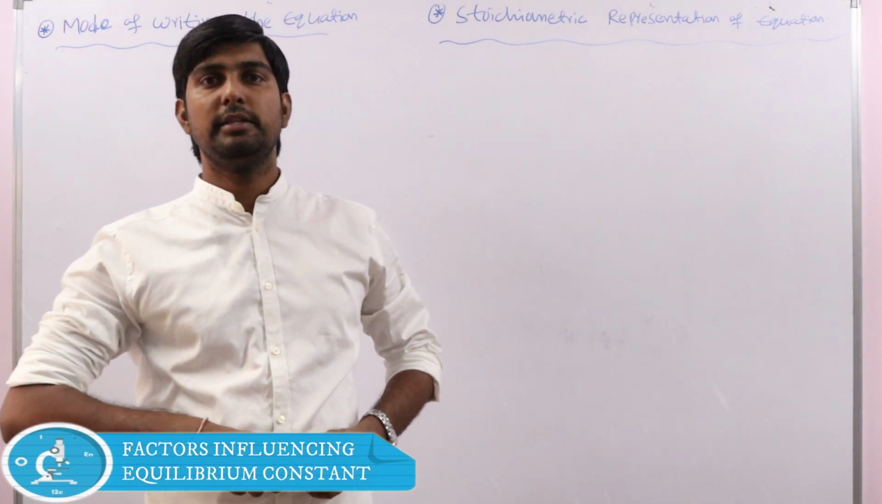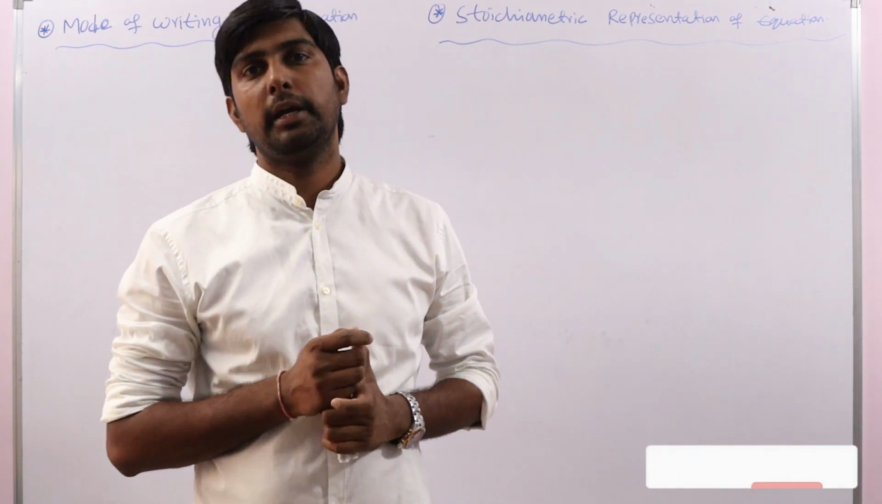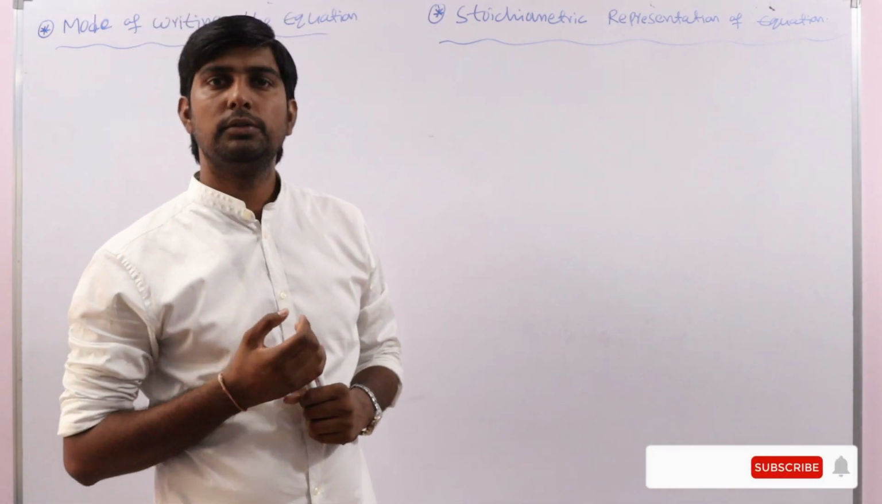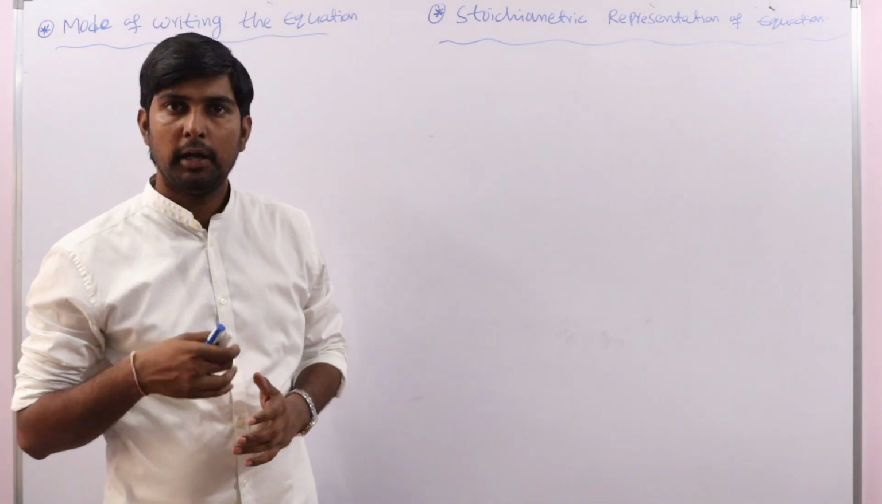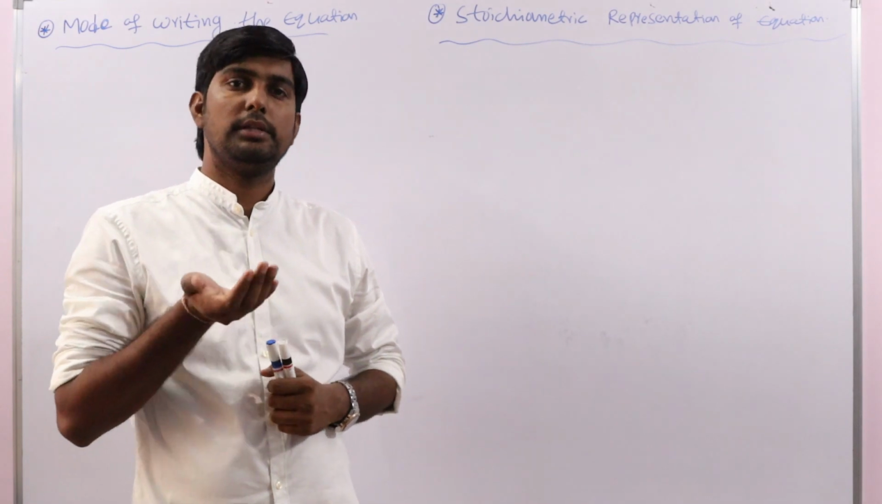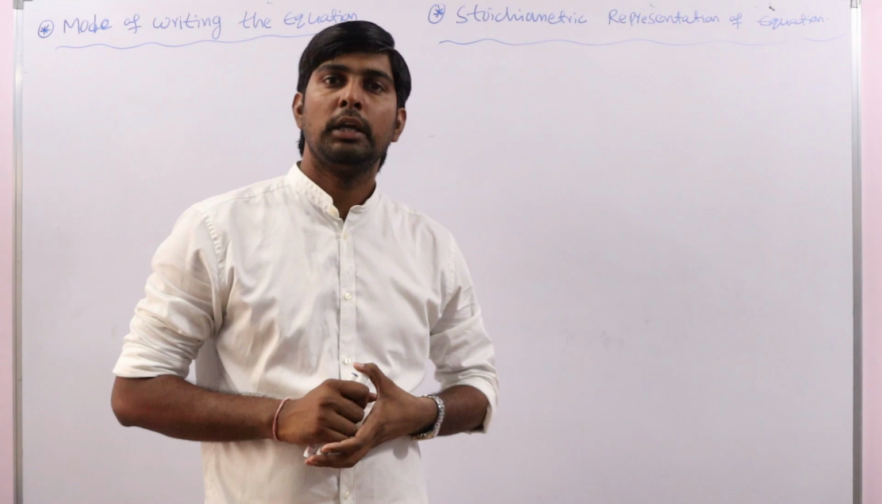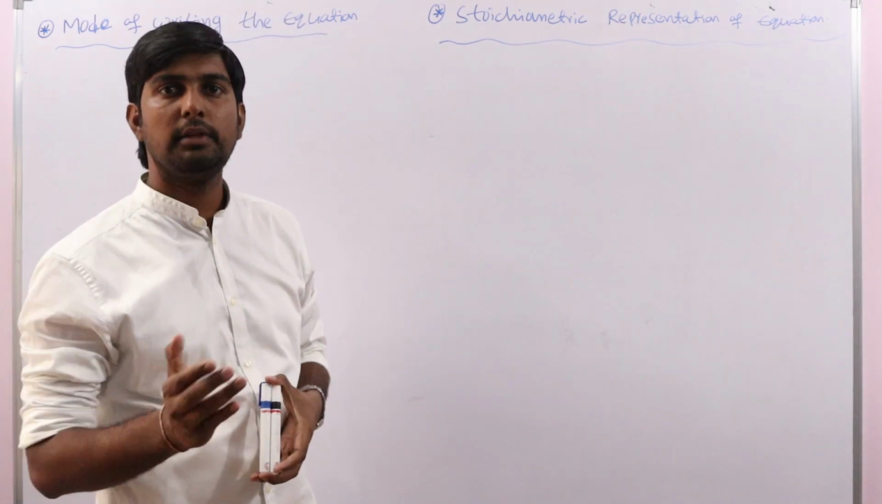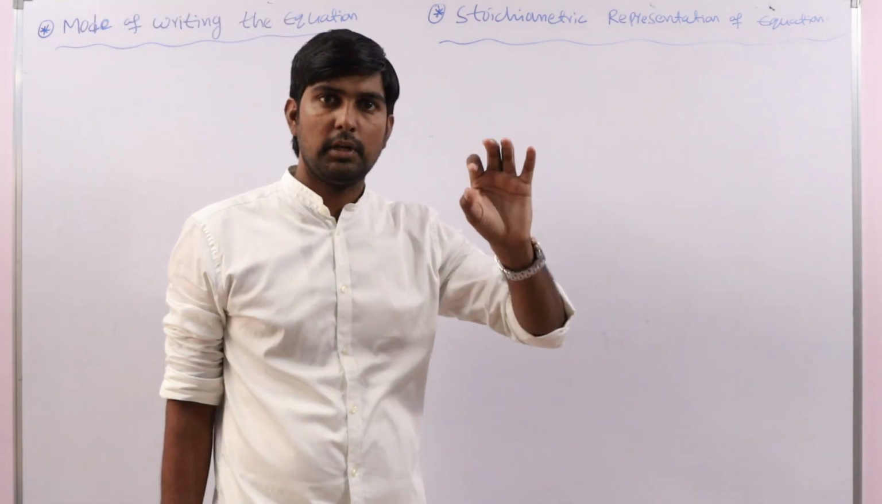In the previous lecture we discussed variation of equilibrium constant value with temperature. When delta H equals 0, the equilibrium constant is independent of temperature. When delta H is greater than 0, the equilibrium constant value increases with an increase in temperature. When delta H is less than 0, the equilibrium constant decreases with an increase in temperature. So we discussed all those in the previous lecture.